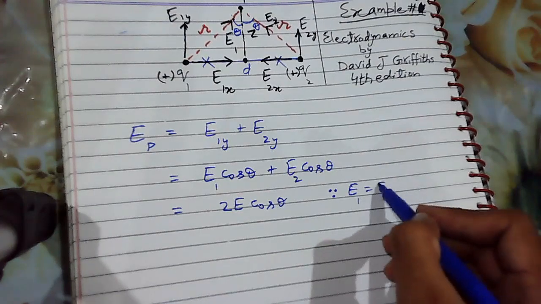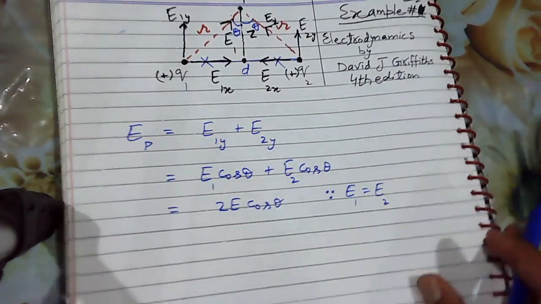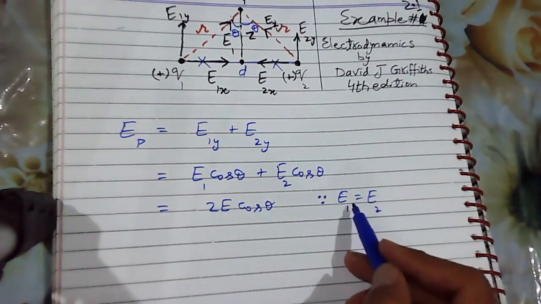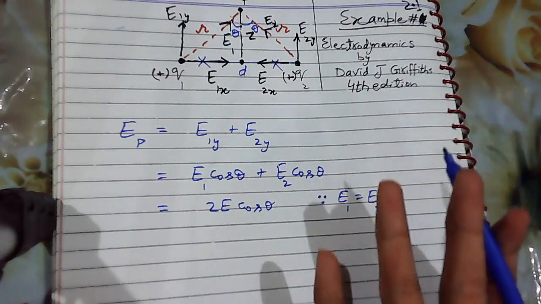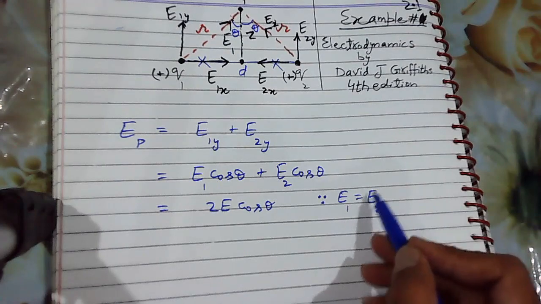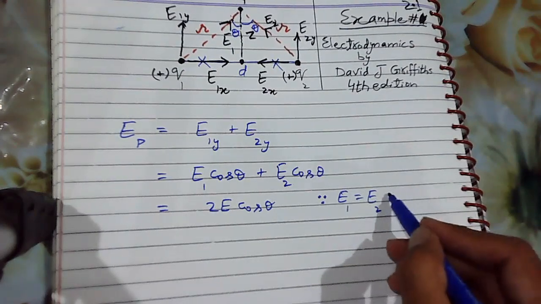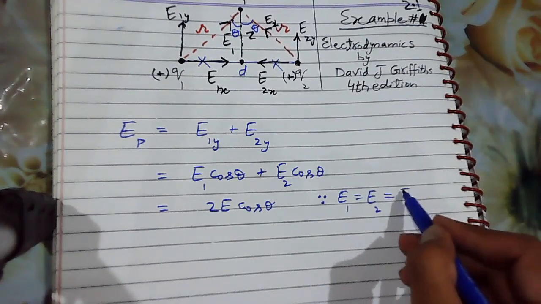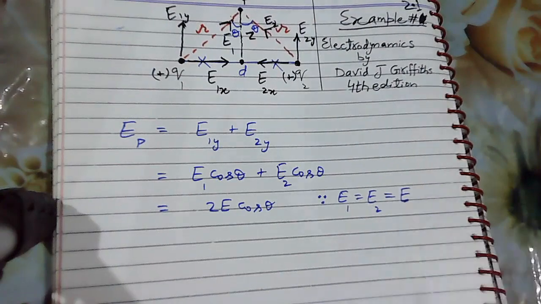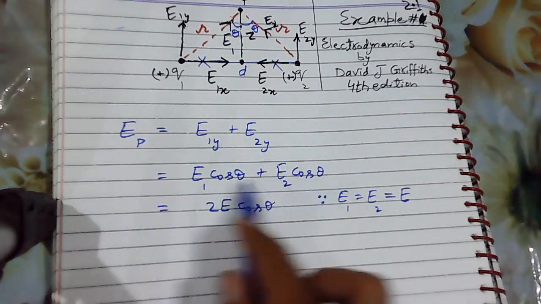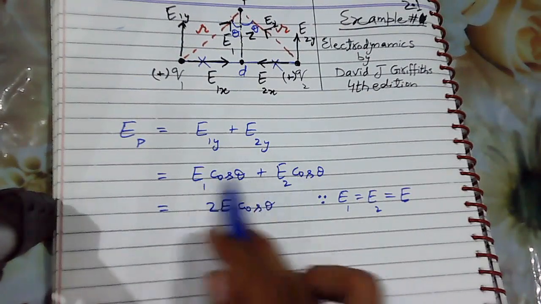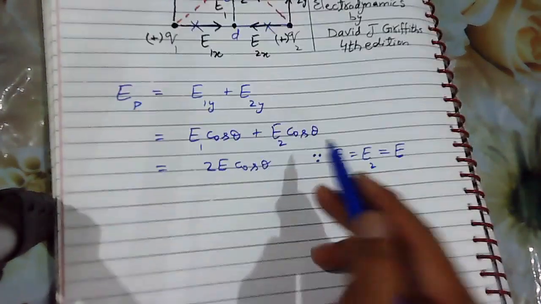The individual electric fields are equal in magnitude, and I've just explained the reason. Let's say this is named as E. That's why if we sum up these two quantities, we get 2E cos theta.